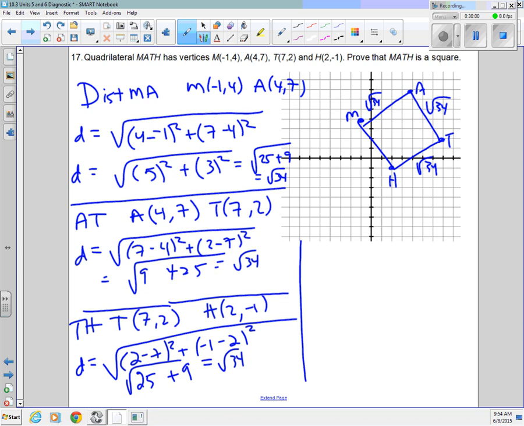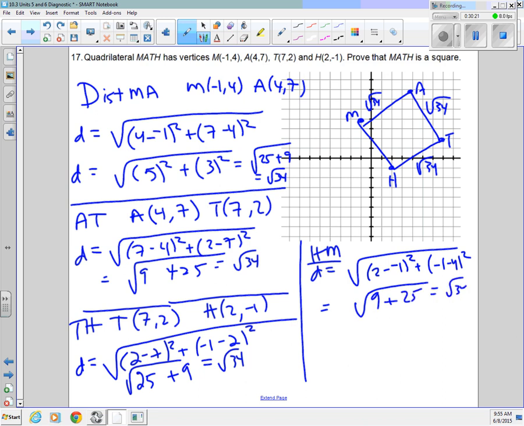Okay, and I get HM. I'm just going to do this one quickly without writing the points. I get 2 minus negative 1 squared plus negative 1 minus 4 squared. I get, again, 3 squared, which is 9, negative 5 squared, which is 25. I get square root of 34. So now I have a rhombus, but I have to also prove it's a square. And here's how we can do that. We can do slopes.